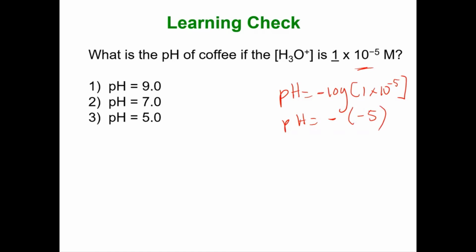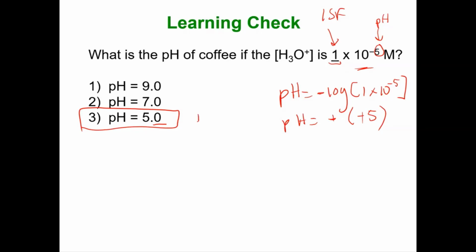So the negative in front of the negative log function cancels out, and I get a pH of 5. So really, I'm looking at this exponent right here to figure out my pH if it's base 10. So this is pH 5.0. And the reason why it's 5.0 is there's 1 sig fig here, so I go 1 sig fig after the decimal. But that's a really easy one, okay?